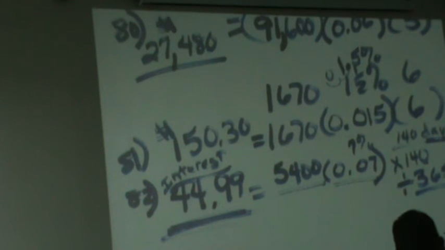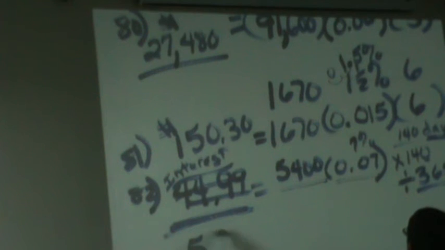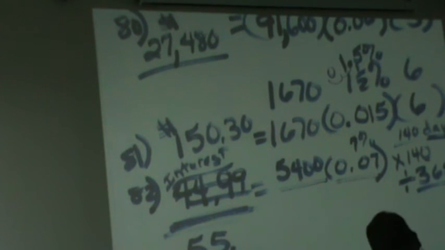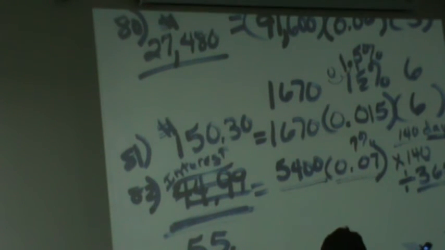Yes? 55, 44. 55? Yeah. 55, 44, 99 cents. Okay, sorry. It's 55 point, 5,544.99. No, that's not the interest. It's the total. That's the total amount. I'm gonna do it on the calculator. You guys are giving me all kinds of answers.